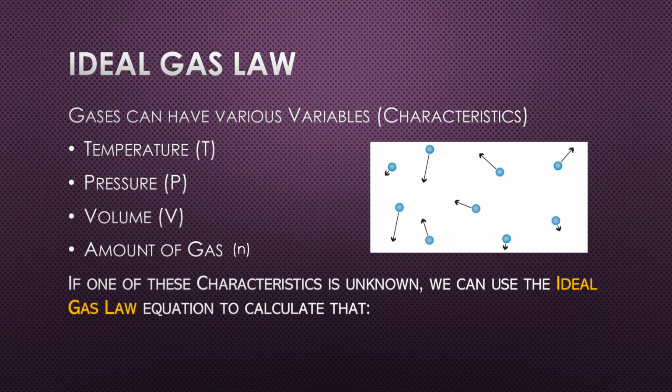Now, let's say we know three of these characteristics or variables, and the fourth one is unknown. There's an equation called the ideal gas law that we can use to calculate that fourth thing. And this is how we write the ideal gas law.